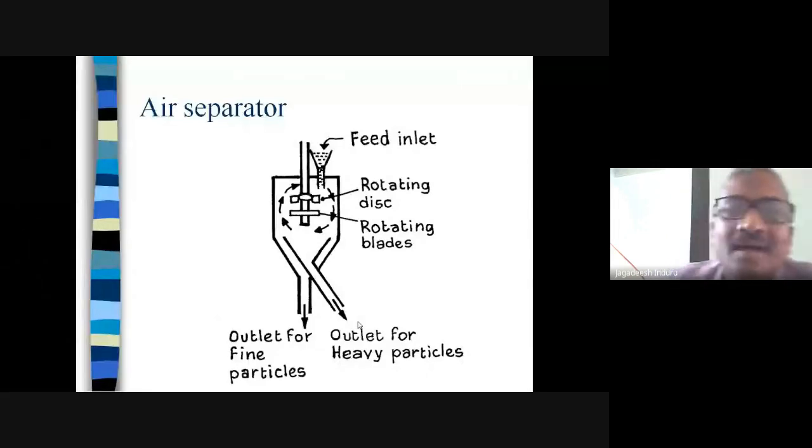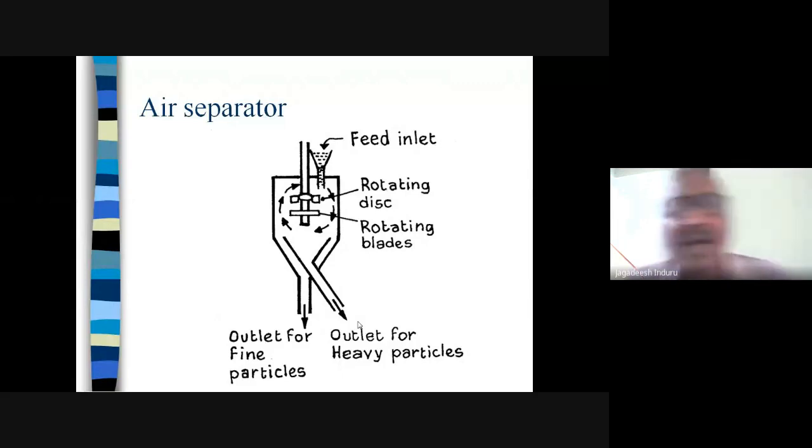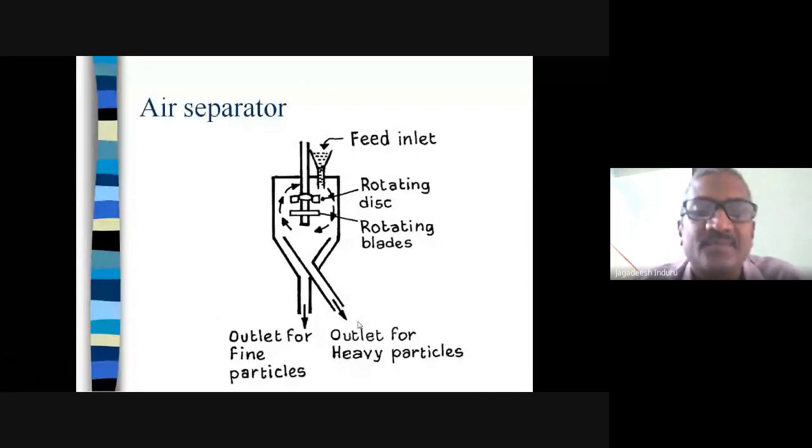And the limitation of this particular one, what is the limitation? Again, it will get only two fractions, not more than two fractions. And this is a disadvantage also. You don't get more than two fractions. One is heavier, another is lighter. The heavy one is present at the center, the lighter one is present at the periphery.